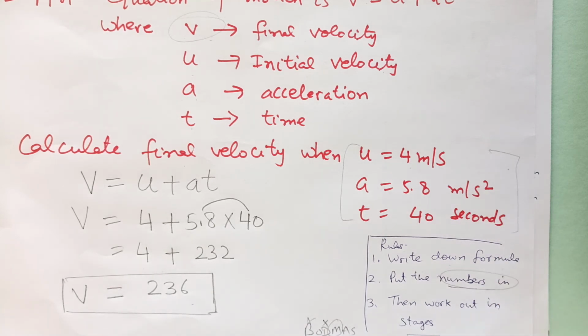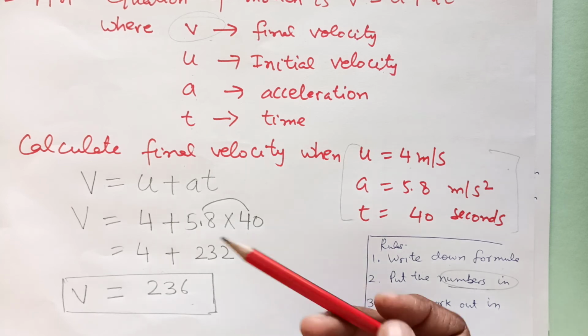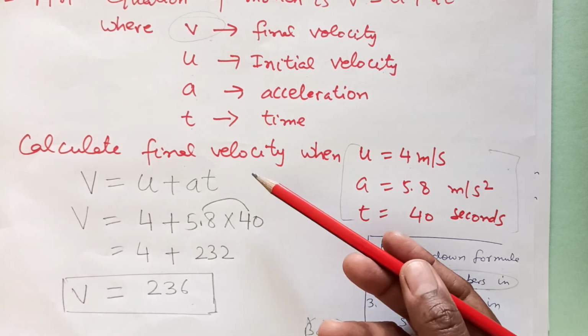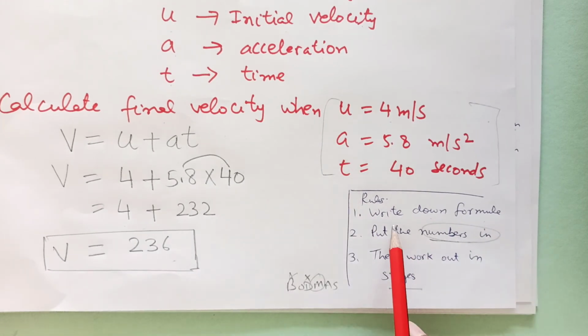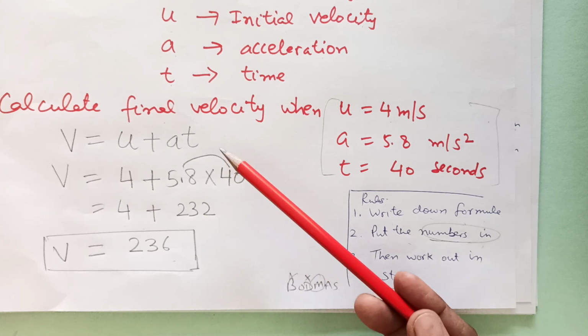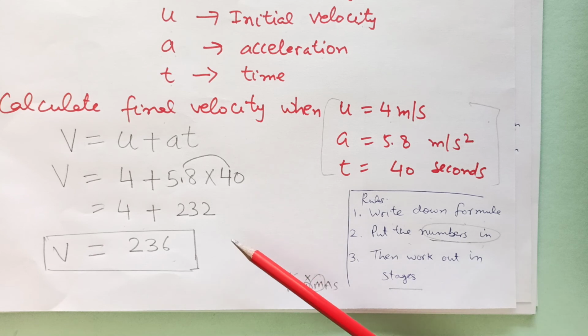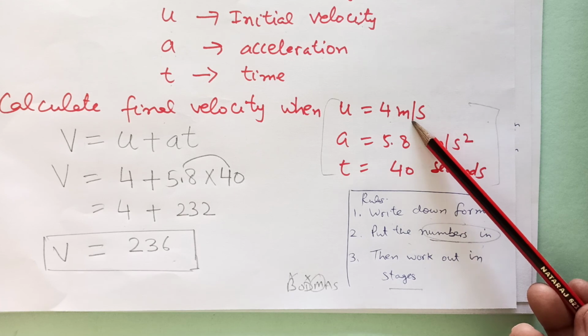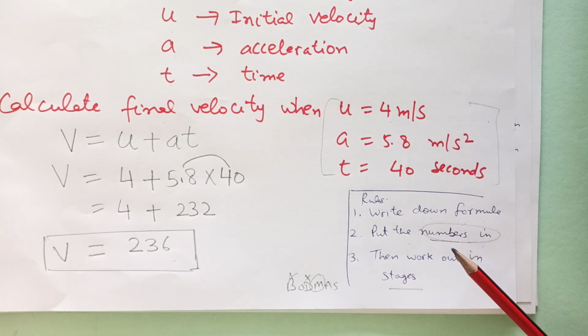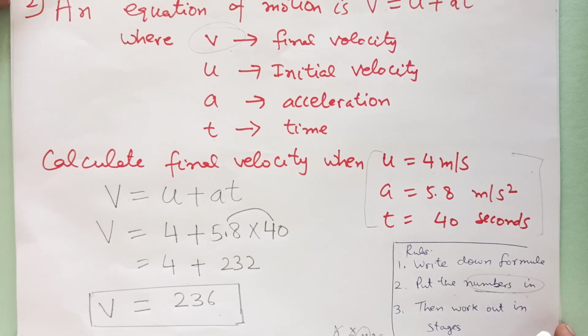It's very simple if you do it step by step. If you try to do all the calculations together, then you're going to mix up somewhere. So let me remind you again the rules. Write down the formula, put the numbers in, then work out in stages. Although this was a very simple example, you may get any kind of value here. It may be a fraction, a whole number, or a decimal, but the rules that are applicable are the same. So try to do it step by step, and let me know if there are any problems or if you want to know more about this.